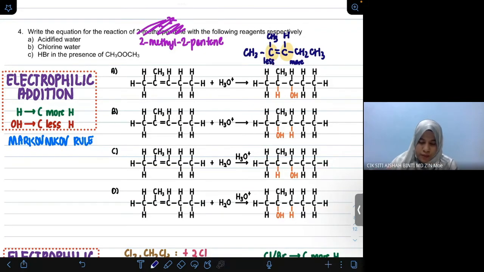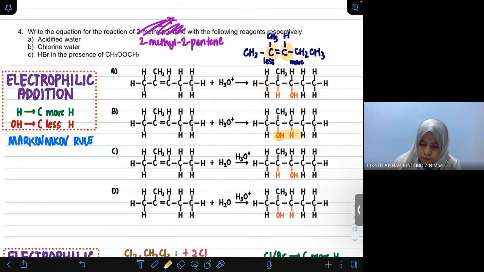Okay, so it means that when we add two new single bonds, we will add hydrogen to the carbon on this side, on this one. So it means that the OH will be added to here. Okay, so here again, this one is the H, this one is OH.